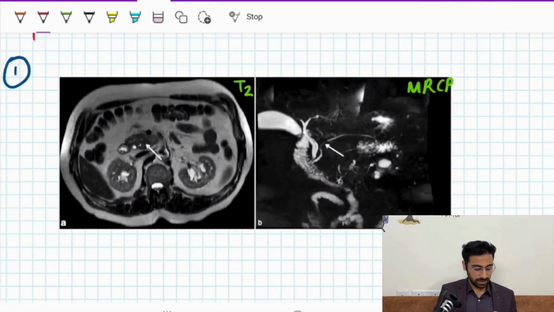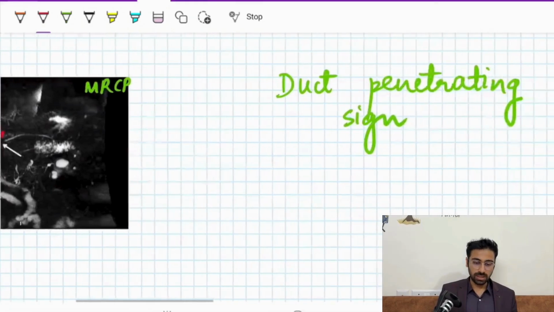The first sign is on the T2, you can see here that there is infiltration of a hypodense mass involving the head of the pancreas. On MRCP, you can clearly see that the main pancreatic duct is not abruptly cut off. In fact, it is penetrating into the mass as well as showing narrowed caliber. So there is no abrupt cutoff. In fact, it is penetrating the mass. So this is known as the duct penetrating sign.